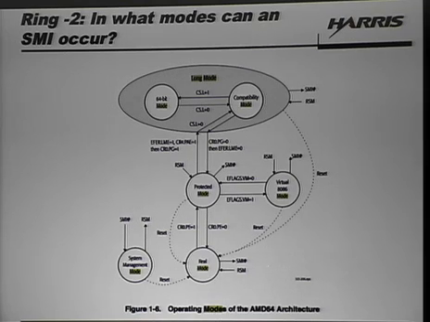Essentially, what this diagram says right here is all the operating modes you have in AMD64 and AMD. The gist of this diagram, as complicated and weird as it is, is that pretty much at any time you can switch into system management mode, provided there's a system management interrupt.